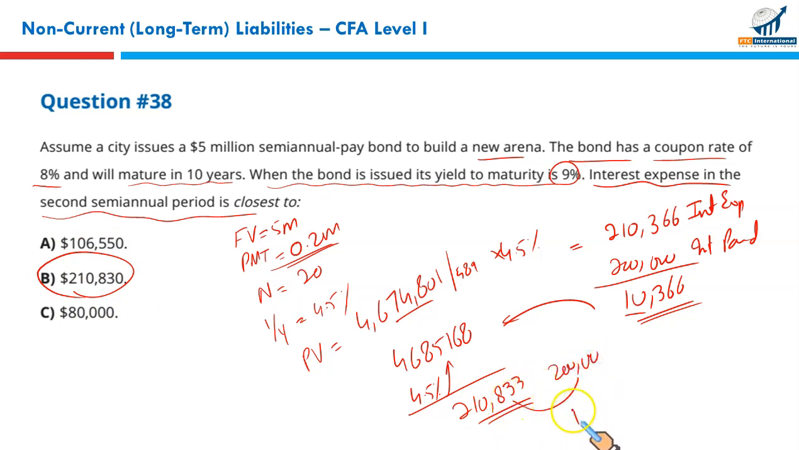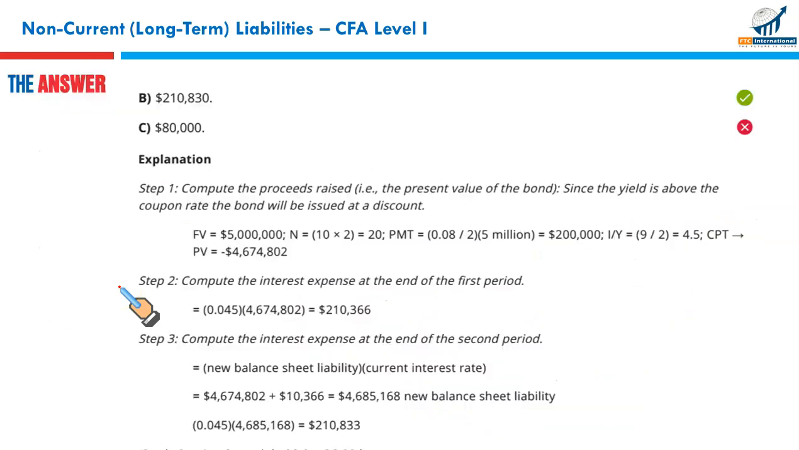So the difference between these two, 10,833, this will be the discount amortized in the second period. This is the amortization in the first period, second period. It's not needed. We just needed to calculate the interest expense. That's 210,830 approximately. That makes B to be the correct option.